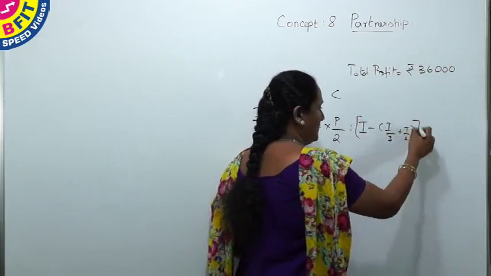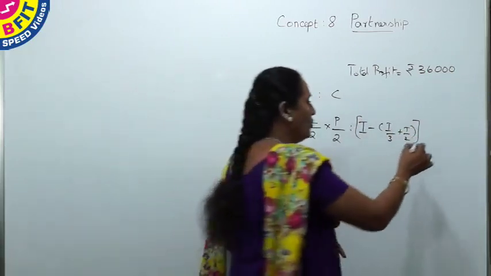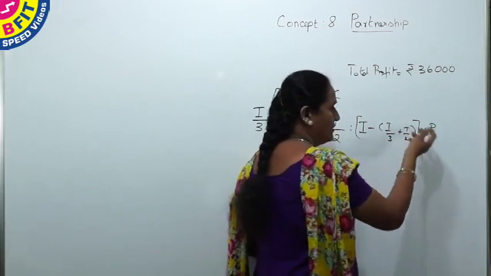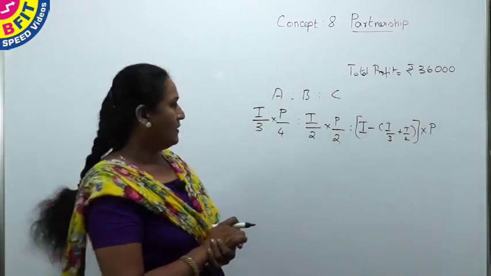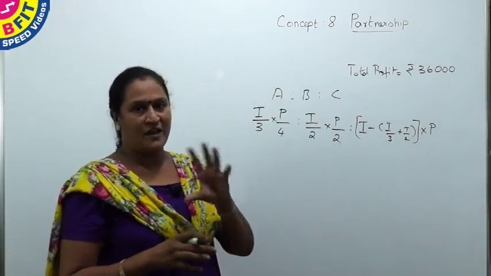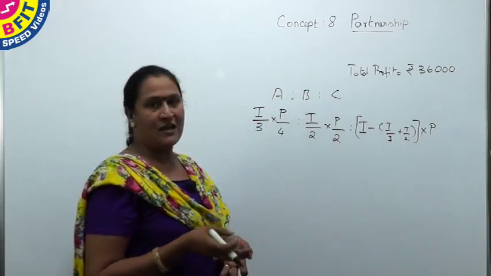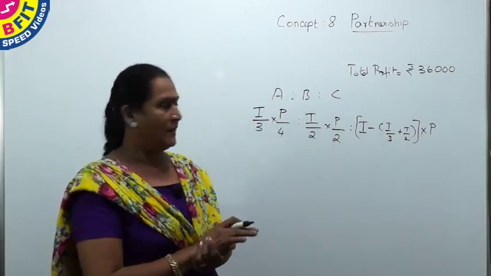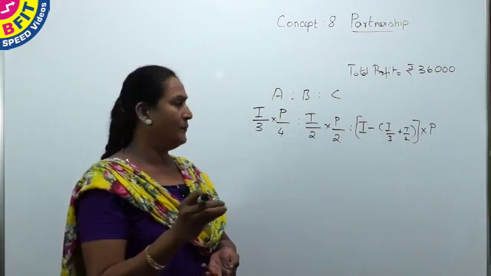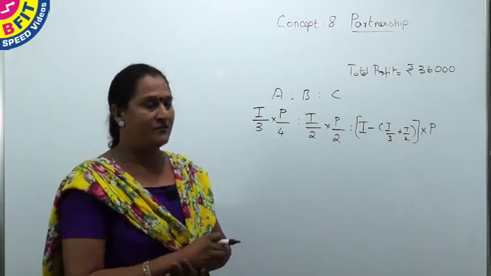So this is A's investment, C's investment, and the period is for the whole period. So here no fraction, so we take it as P. And now we get the ratio of investment. And when they give us fractions in the question, instead of taking all this, we can assume any value as the investment and any value for the period. For assuming any value, it is for our convenience we are working.